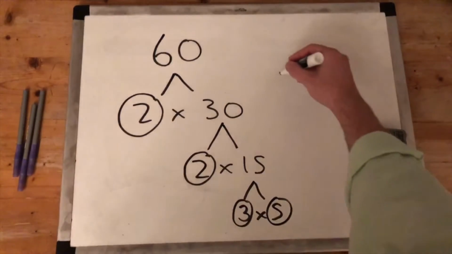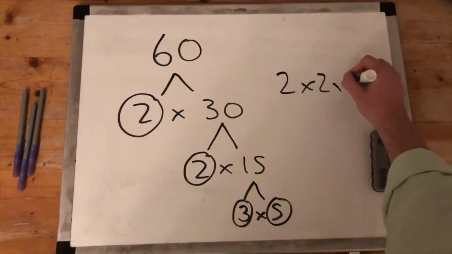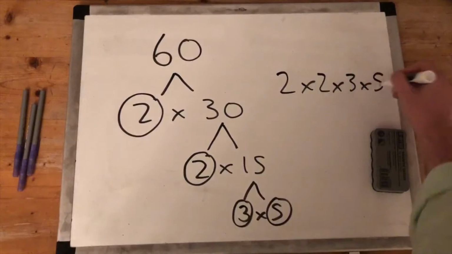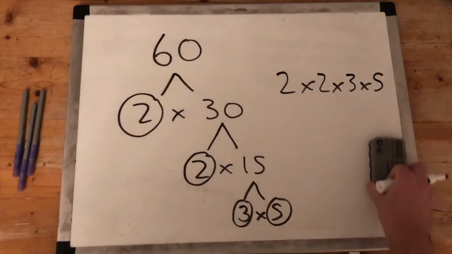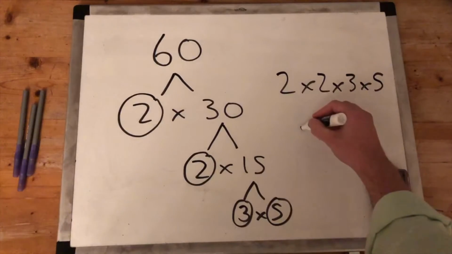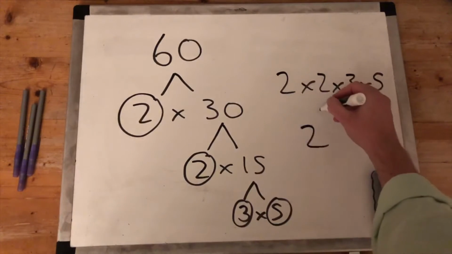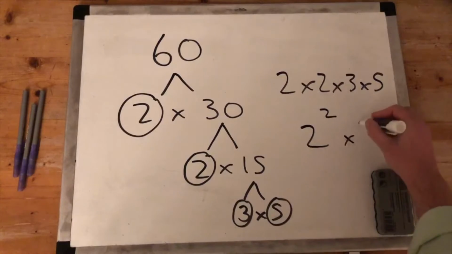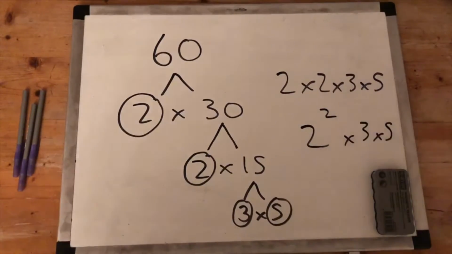So we have got 2 times 2 times 3 times 5 for a good answer, or for an absolutely fantastic answer, we have 1, 2, 2. So we do 1, 2, 2 to the power of 2 times 3 times 5.